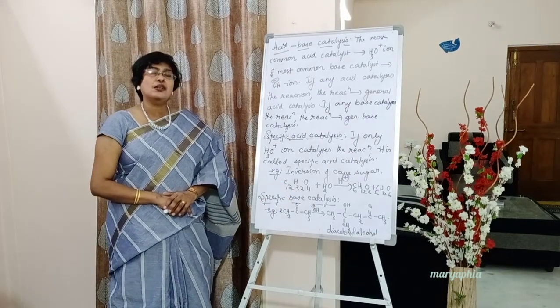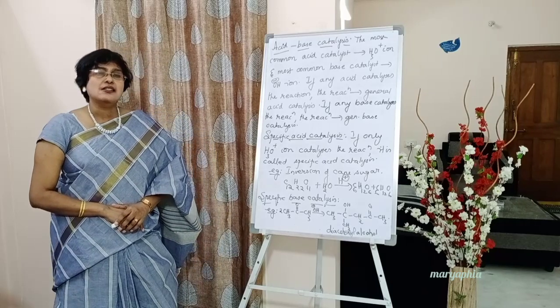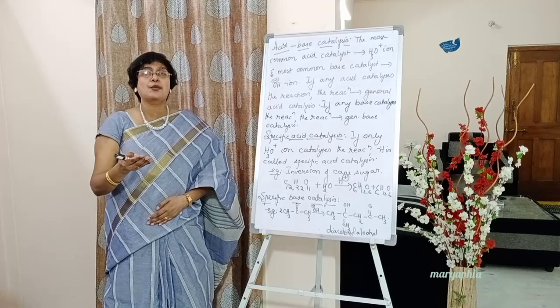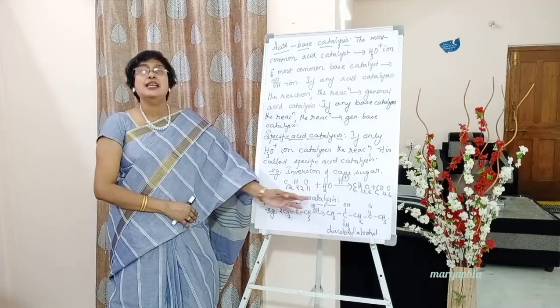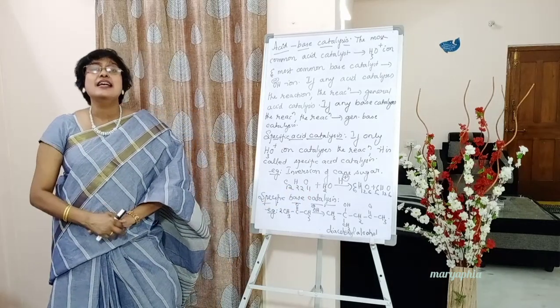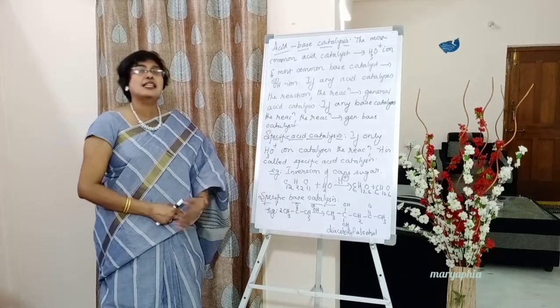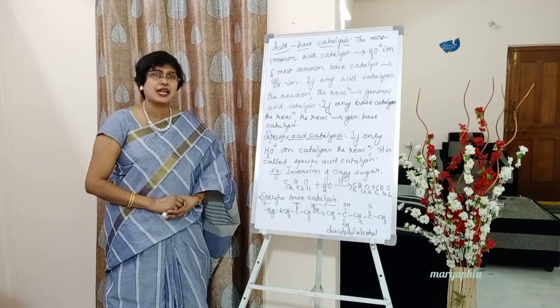C12H22O11 plus H2O in the presence of an acid. So acid H2SO4, suppose we are adding H plus HSO4 minus, that H plus added to H2O acts as H3O plus, that is hydronium ion. We all know it gives a mixture of glucose and fructose.